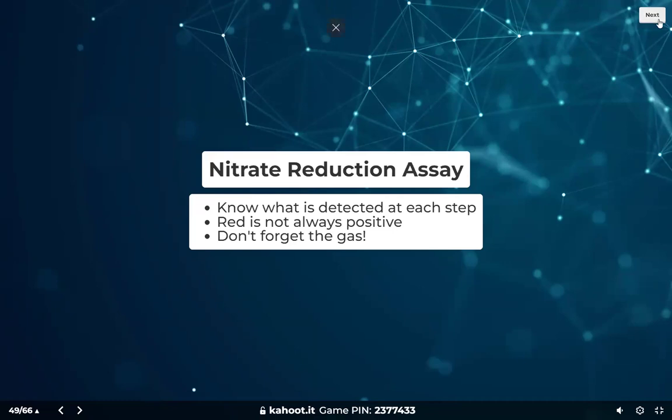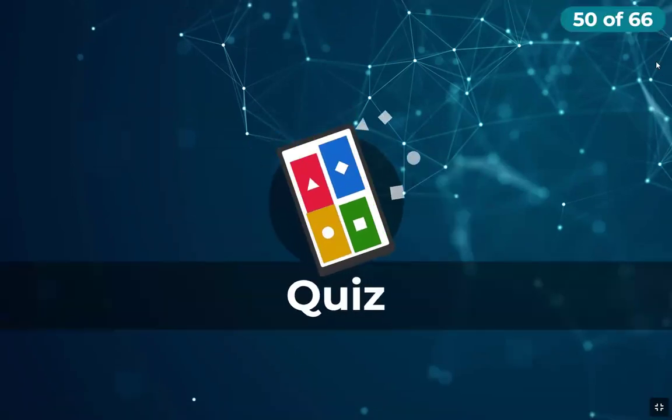And don't forget, you could make gas in this. None of our tubes did, so we didn't have an example. If you did make gas, you're changing nitrate. You have to make the gas. So that would have to be positive for nitrate reduction if we saw gas.